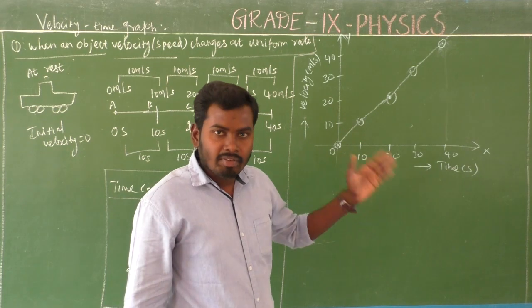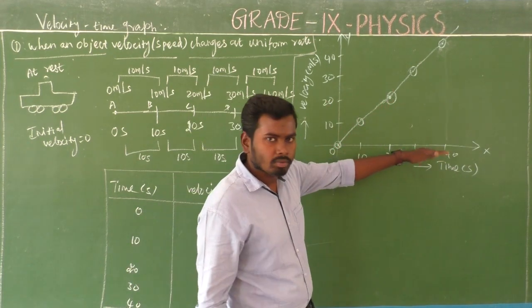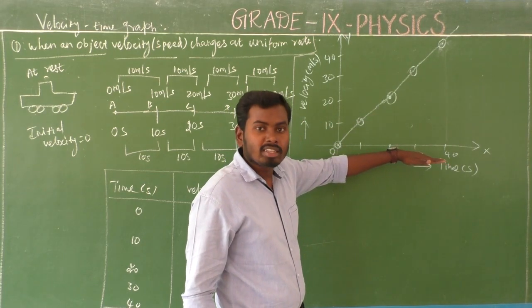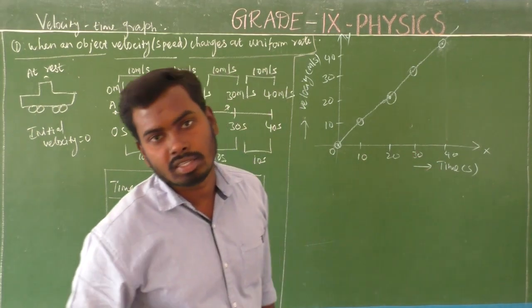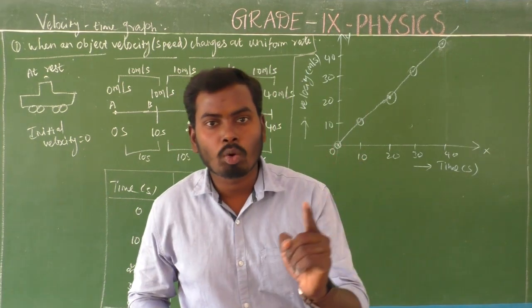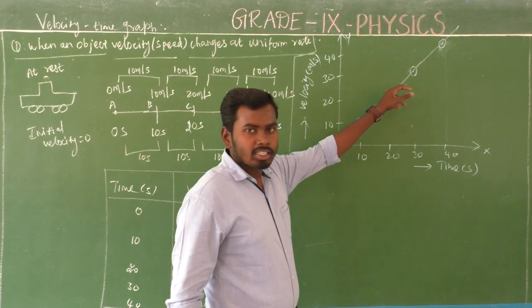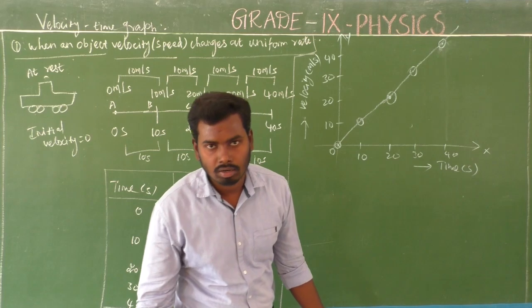Whenever in the velocity time graph the straight line is inclined to the time axis, which means x-axis, we can say the object is at uniform velocity. Uniform velocity is very important. One more question, keep it in your mind. So this straight line is inclined to this time axis, we can say the object is at uniform velocity. That's all. Is there any doubt?